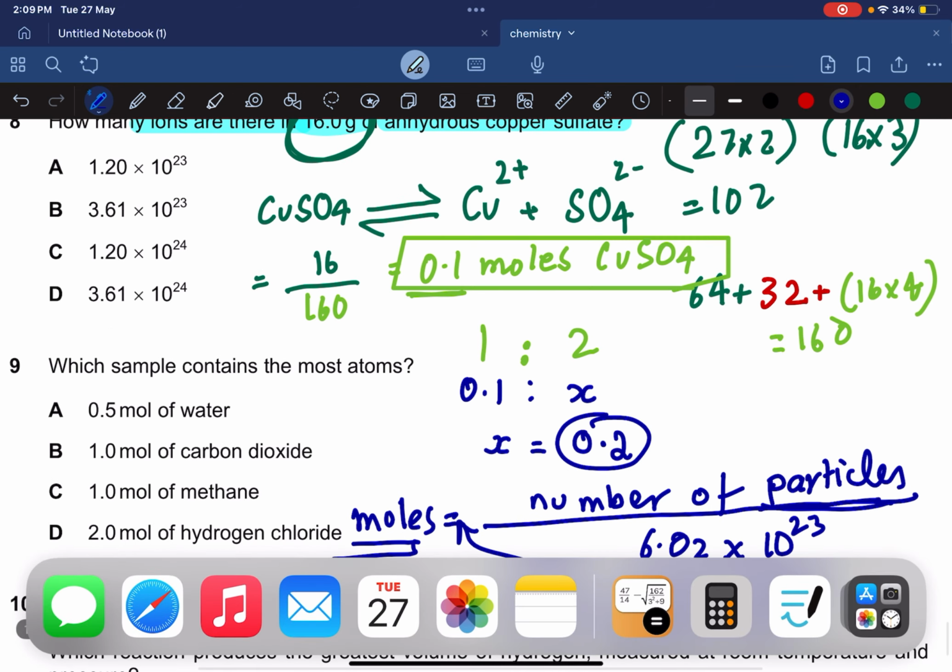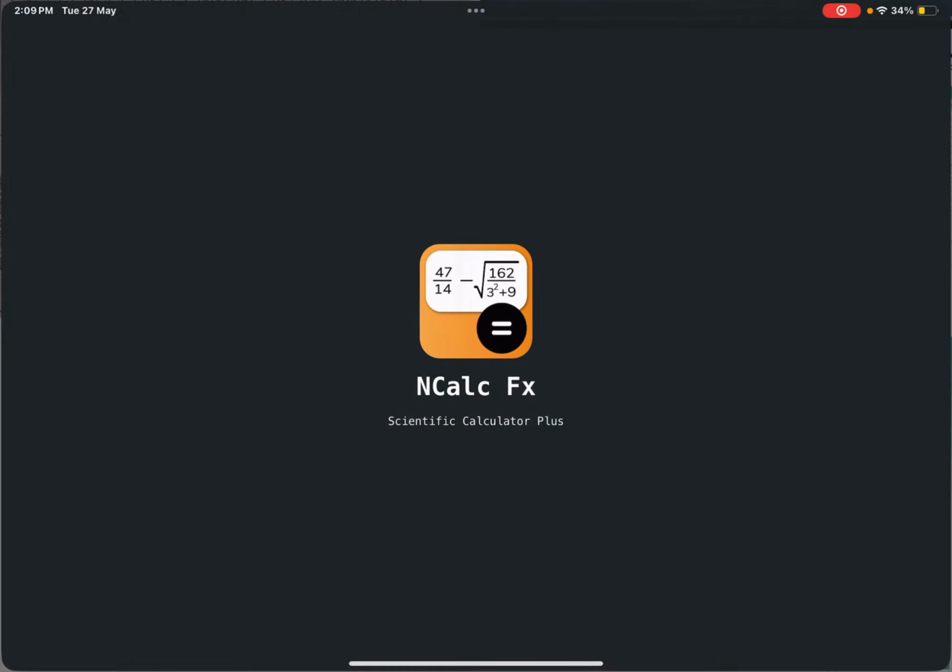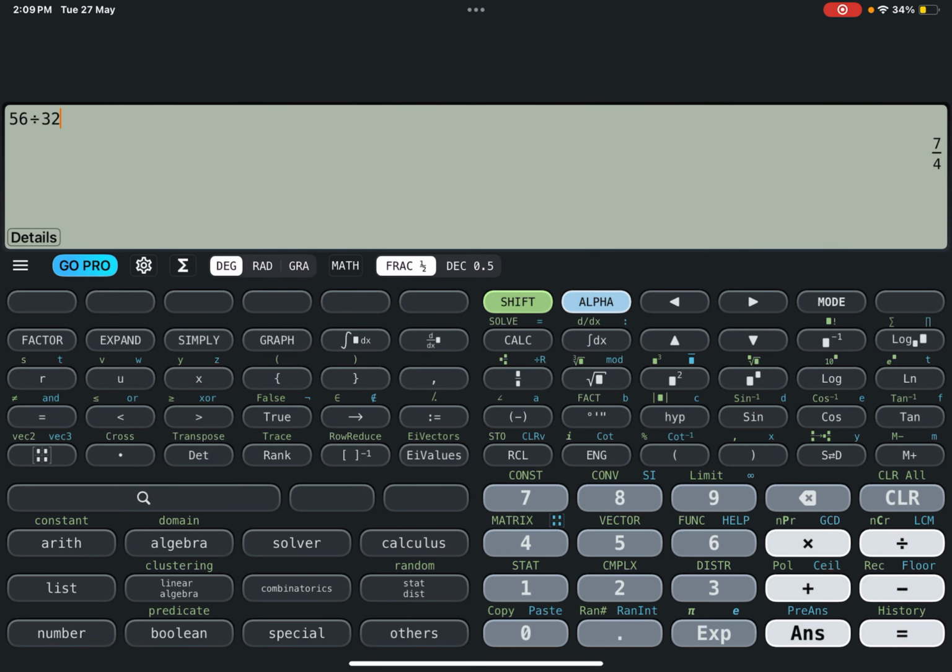Let's figure it out. 0.2 multiplied by your Avogadro's number, 6.02. How do I get the exponent thing? 10 exponent... where to get the exponent thing? In a normal calculator, it's usually over here above the answer thing, but over here I guess it's difficult to find.